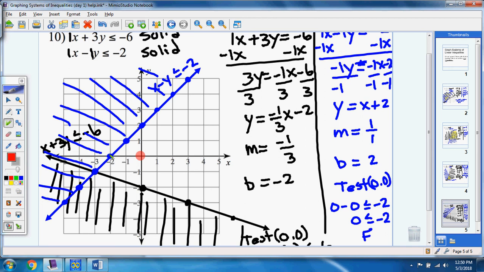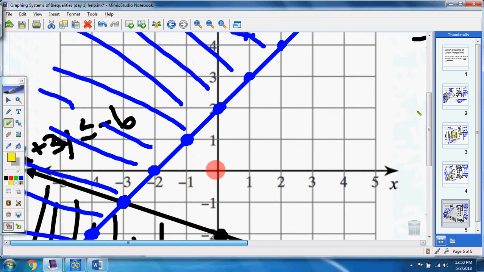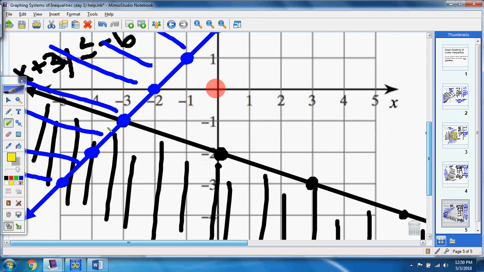All right, last thing again, our area of solution. It's where the double shading has occurred. So let's zoom in so you can see it a little bit better. Over here on the side.